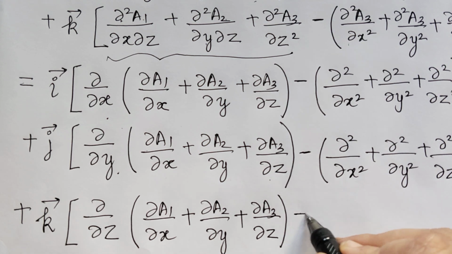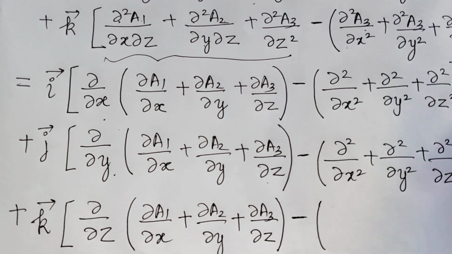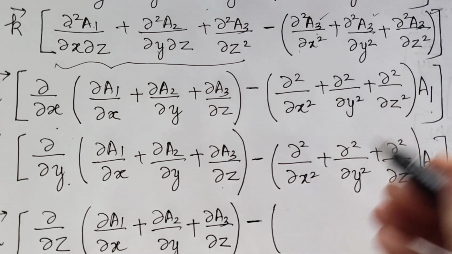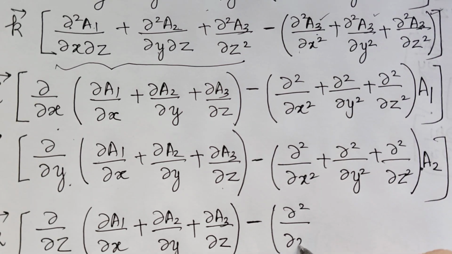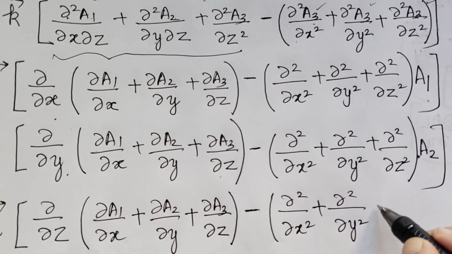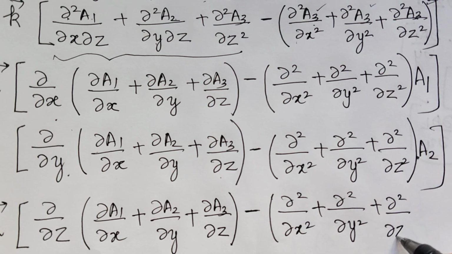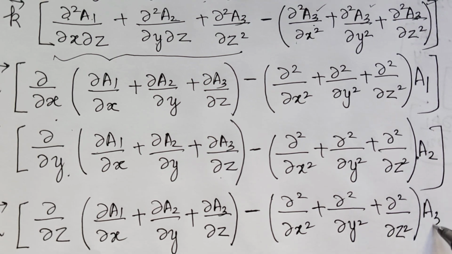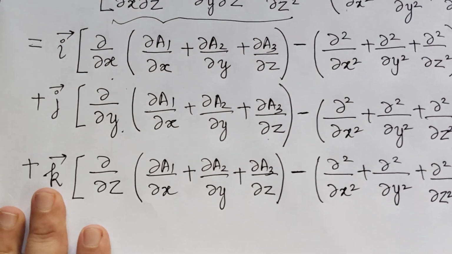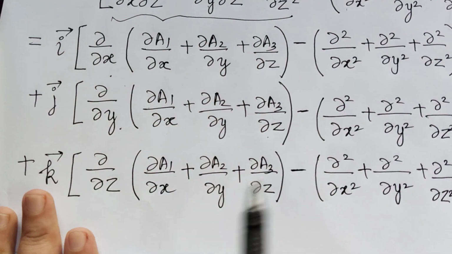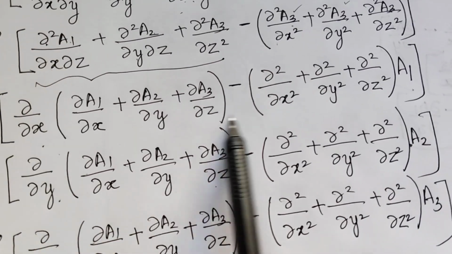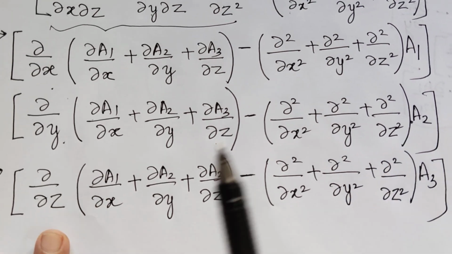So this is done. Minus what is common in these three terms, if you see, it is a3. So here also you have a3, a3 and a3, and so this can be written as ∂²/∂x² plus ∂²/∂y² plus ∂²/∂z² of a3. So this also we have obtained. So this is the ith component, this is the jth component, and this is the kth component. So you could see the ith component, jth component, and kth component.